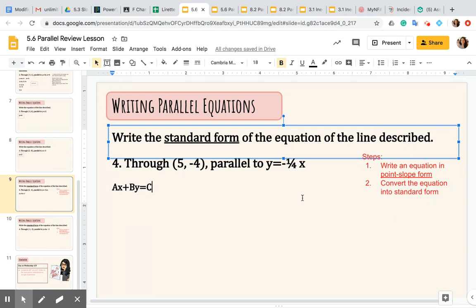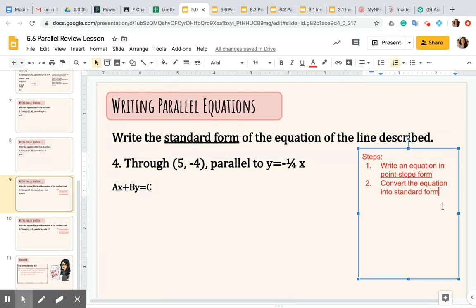And we learned a couple of rules for standard form. I may actually write them under here. Standard form rules. Rule number 1 was that A, B, and C have to be integers, meaning they can't be fractions or decimals. So no fractions, no decimals.